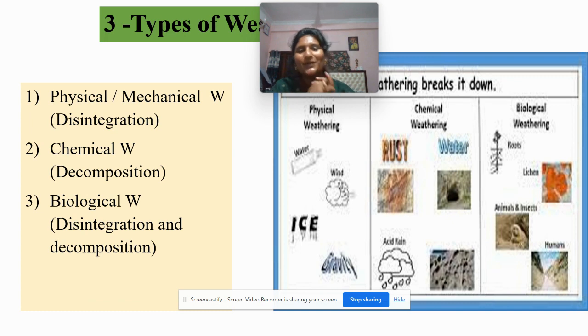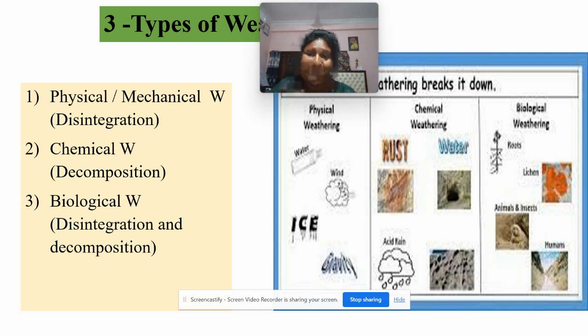Now we understood the definition of weathering. Now we are understanding the types of weathering. There are three types: as usual, physical, chemical, biological. As we discussed in the definition, physical means just disintegration, just breaking down. Physical is also called mechanical weathering. The second is called chemical weathering, that is decomposition. And the third is called biological weathering.